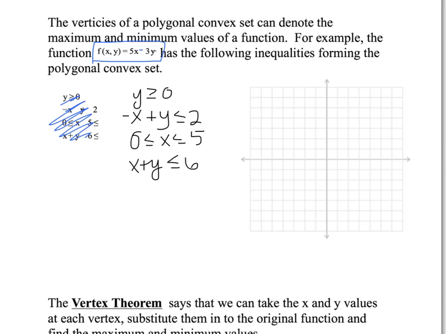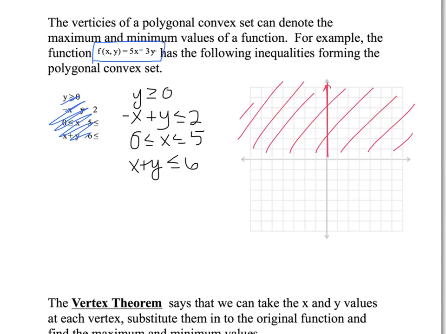So y is greater than or equal to 0 is all my y values greater than or equal to 0, which is likely going to be bounded by this line here. All the x values I'm looking for are between 0 and 5. So I'm looking for all x values between 0 and 1, 2, 3, 4, 5. So I'm looking for just this region here between 0 and 5. So it's going to kind of look like this. Looking for that region there.